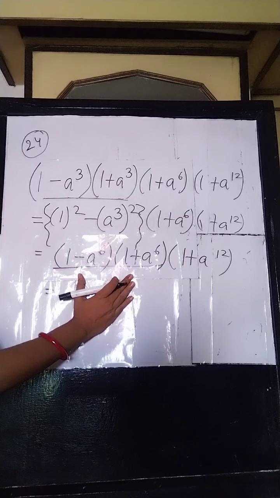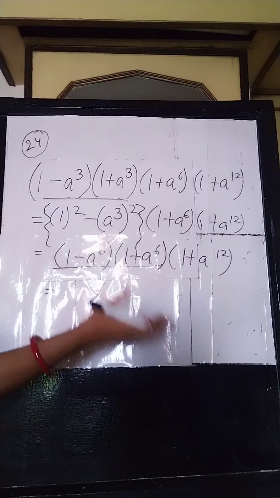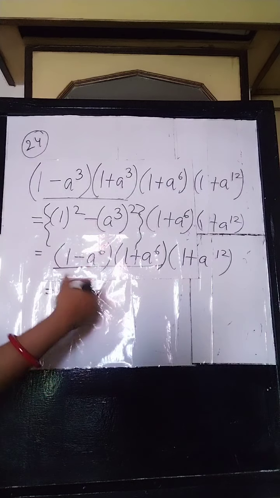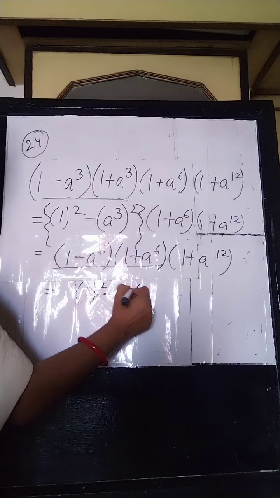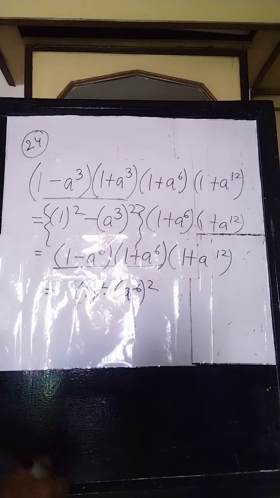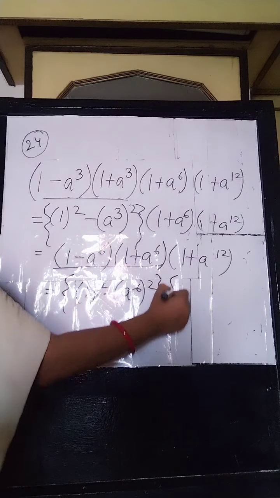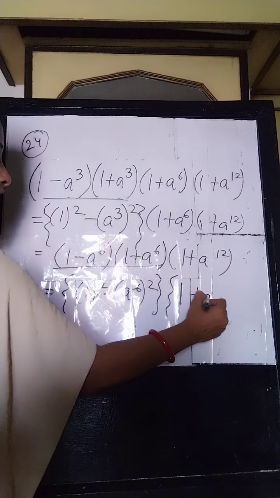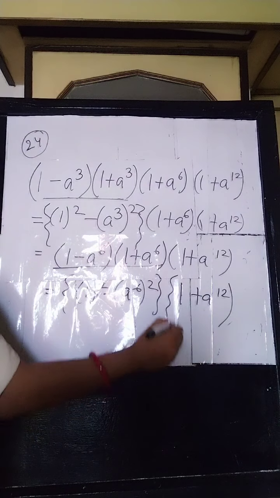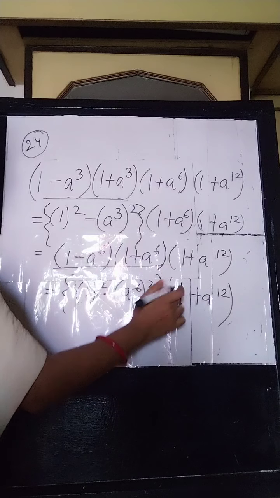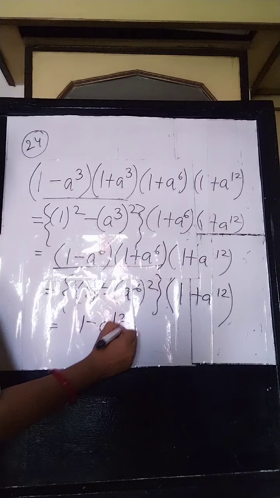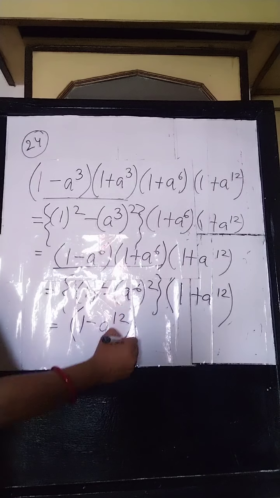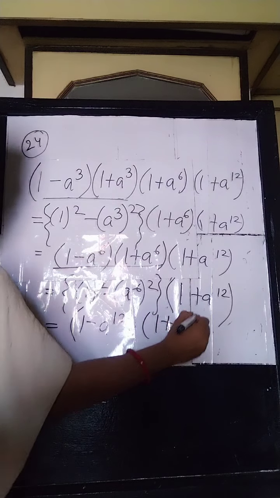A minus b and a plus b formula we will apply. As you can see, in each step we are applying the formula a plus b into a minus b, and that will be a square. That will be written in the form a square minus b square. So 1 square minus a to the power 6 whole square, and in the bracket remaining portion 1 plus a to the power 12. Removing the bracket we will get 1 minus a to the power 12, and remaining portion is 1 plus a to the power 12.